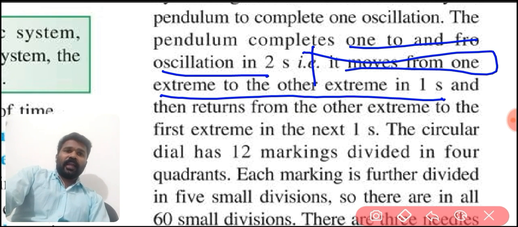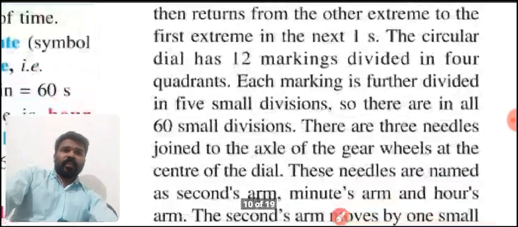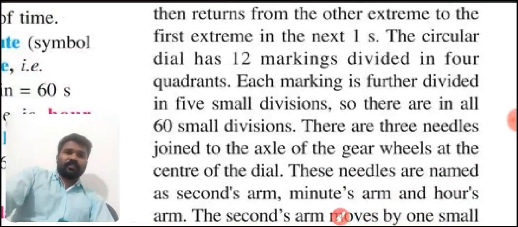The circular dial has 12 markings divided in 4 quadrants. Each marking is further divided into 5 small divisions. You know how to measure the time. The circle is divided into 4 parts, and each marking is further divided into 5 small divisions. So there are in all 60 small divisions. 12 hours are there, and in each hour 5 markings are there. Then there are 60 small divisions.